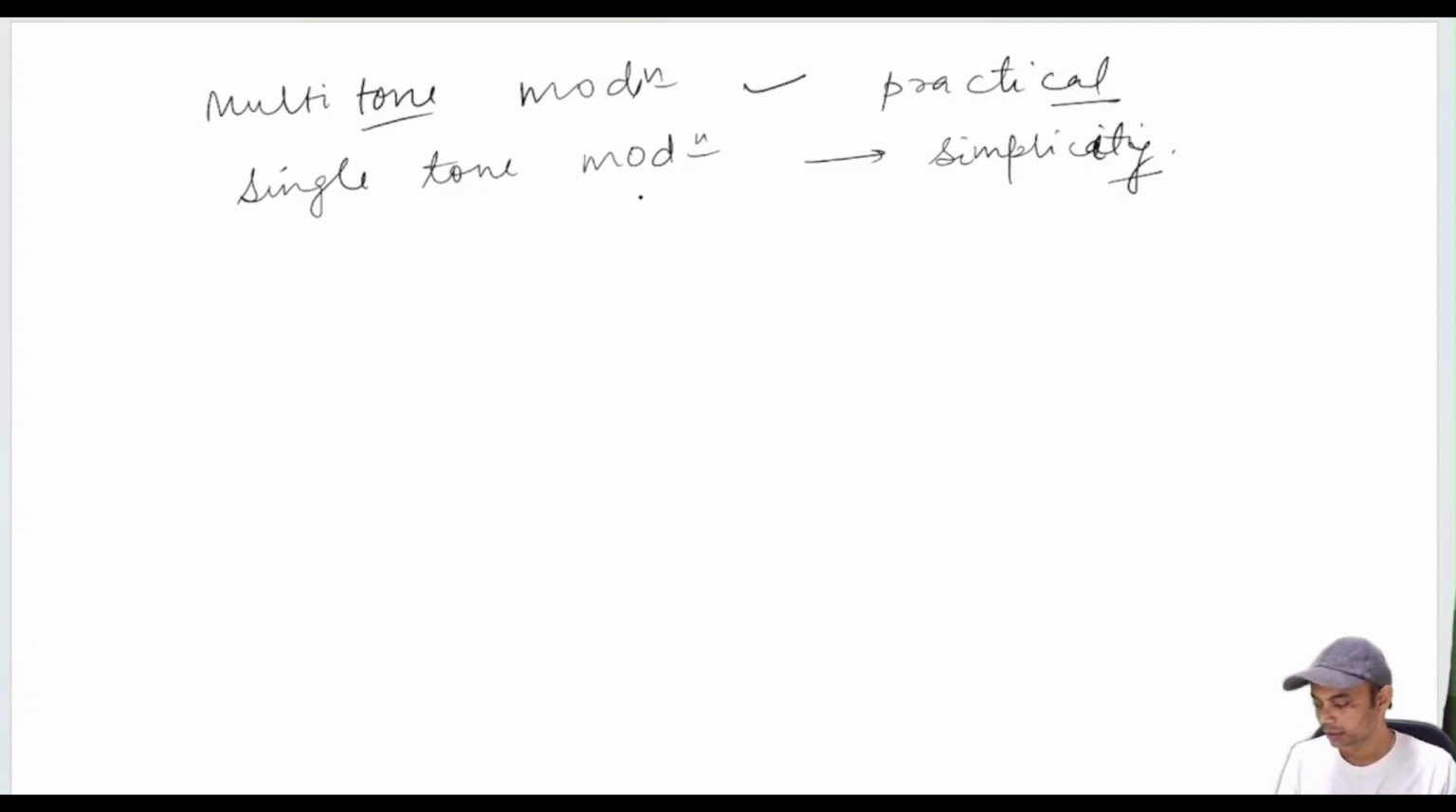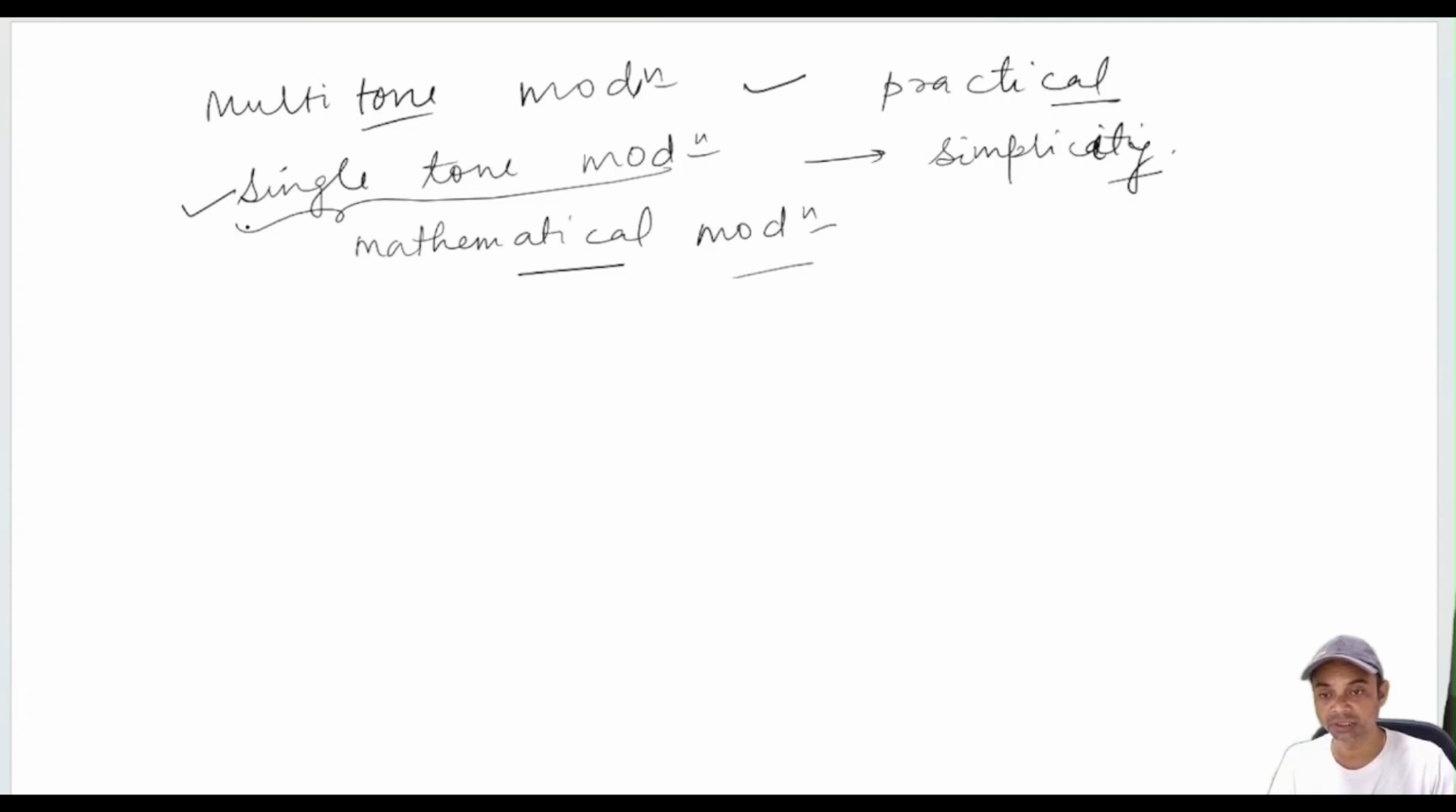For mathematical analysis, single tone modulation is easy to understand. That's why if we need a mathematical modulation expression, we use single tone modulation. Later, for whatever modulation techniques we have, we will take the message signal as single tone, and we will apply that single tone technique to the multi-tone modulation technique.